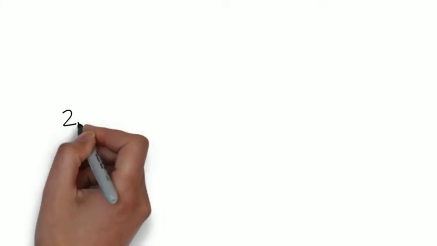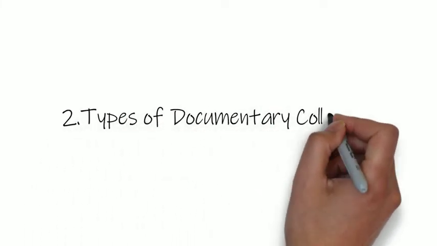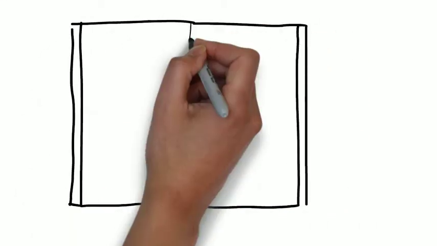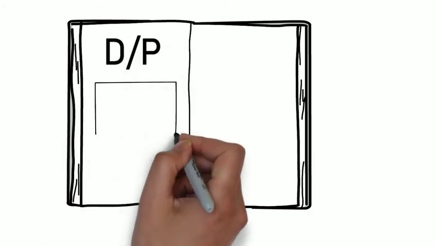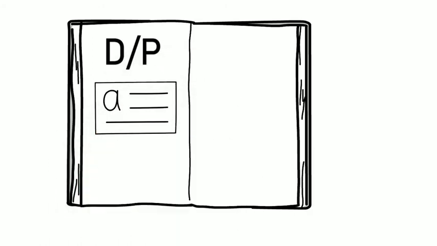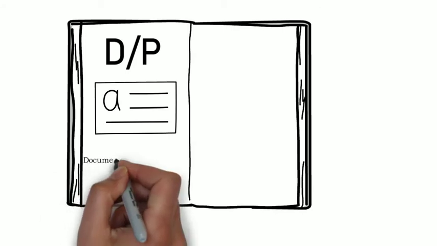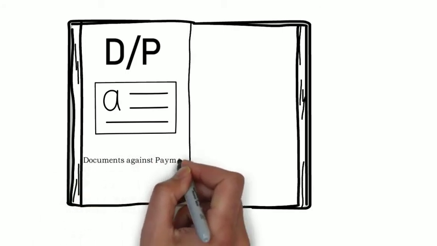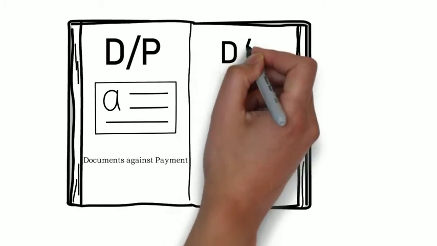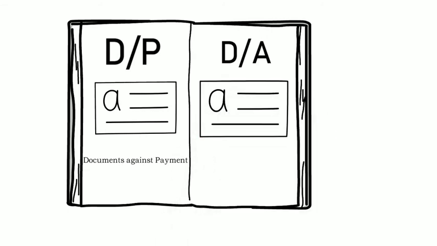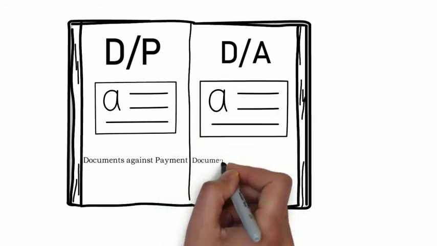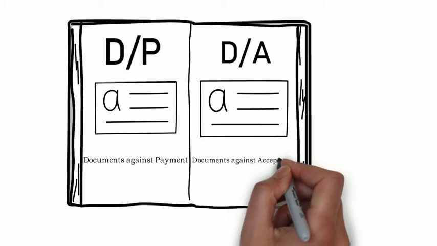There are two main types of documentary collection. The first is documents against payment. The bank will release documents to the buyer upon his payment of the transaction. The second is documents against acceptance. The bank will release documents to the buyer upon his acceptance of the bill of exchange that undertakes to pay at a determinable future date.